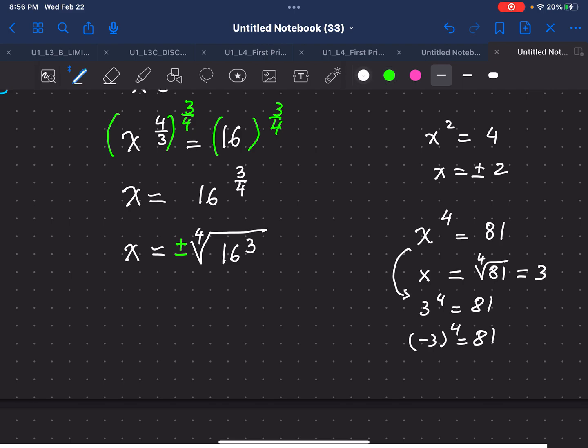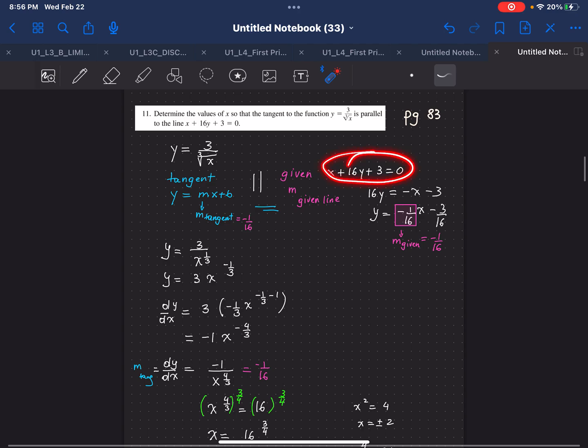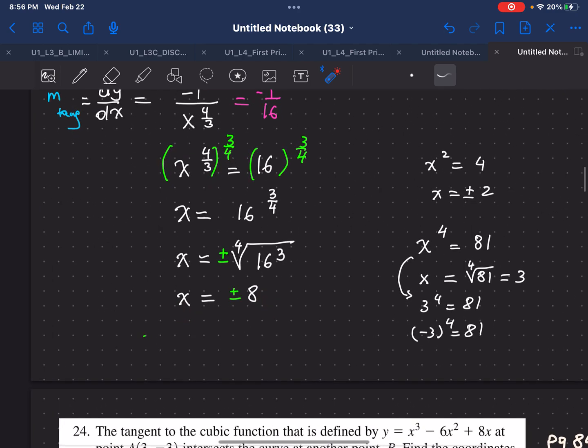So what we have in here is the 4th root of 16 to the power of 3, which is basically going to be equal to 8. You can use a calculator for it, or I can do it mentally. It's not that difficult because the 4th root of 16 is equal to 2, and then 2 to the power of 3 will be 8. So therefore, we're going to say that the tangent line will be parallel to this given line at x equals 8 and negative 8. So there will be 2 points where the tangent drawn will have the same slope.